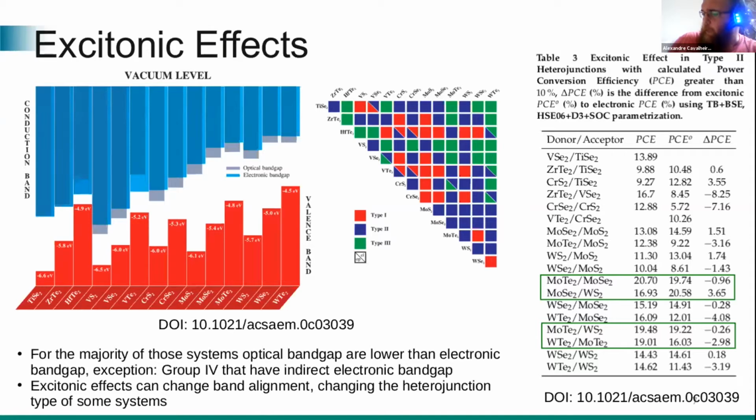But for this application, basically it has some lowering of power conversion efficiency. This is without excitons, this is with excitons. For some others, we have some enhancements. What we see is that this contribution could be important. Of course, sometimes you can do this, but you can have some insights of how it changes.